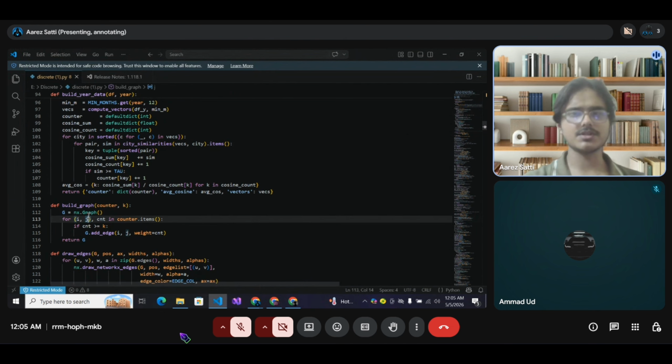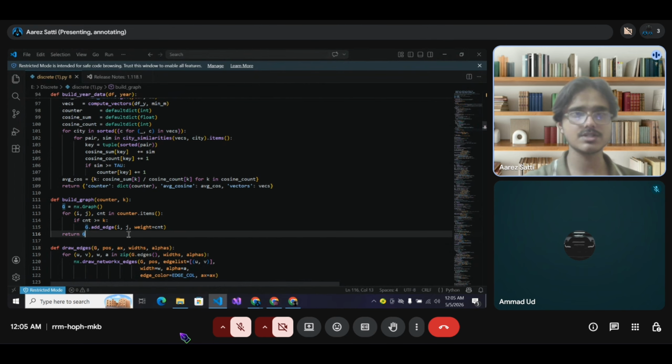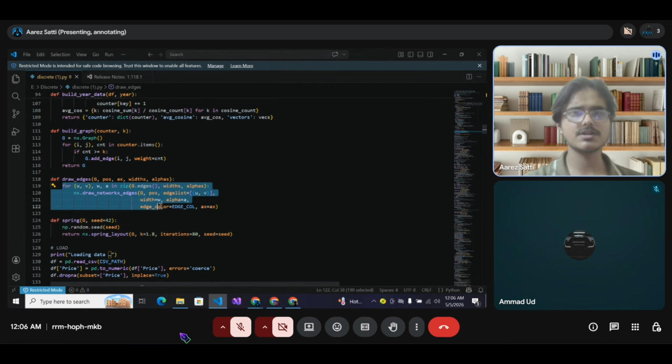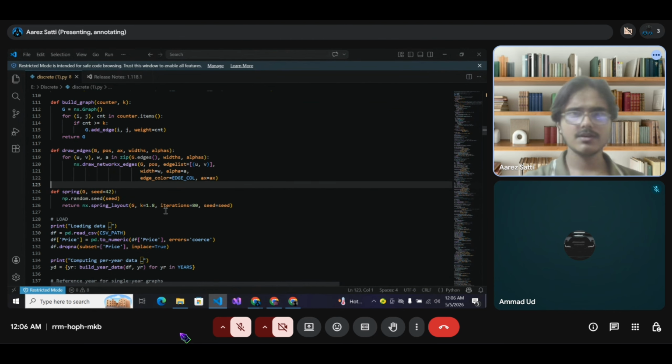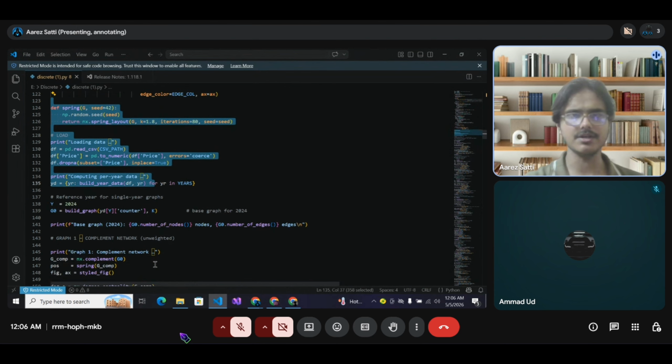Moving forward to the build graph function, it creates a graph from item pairs and adds an edge if the co-movement is greater than or equal to the number of cities, represented by k, and then we return the value. For drawing the edges, we use the draw edge function, which draws an edge with custom width and transparency. The spring function positions the nodes using a force-directed layout, and data loading loads the CSV, removes the missing values, and builds all the yearly datasets that we need.